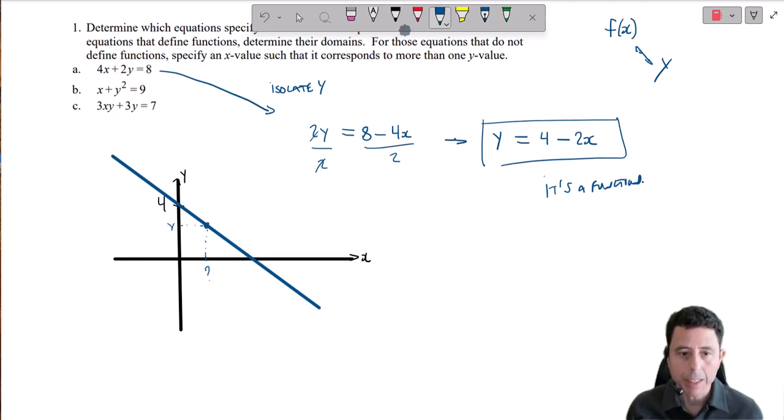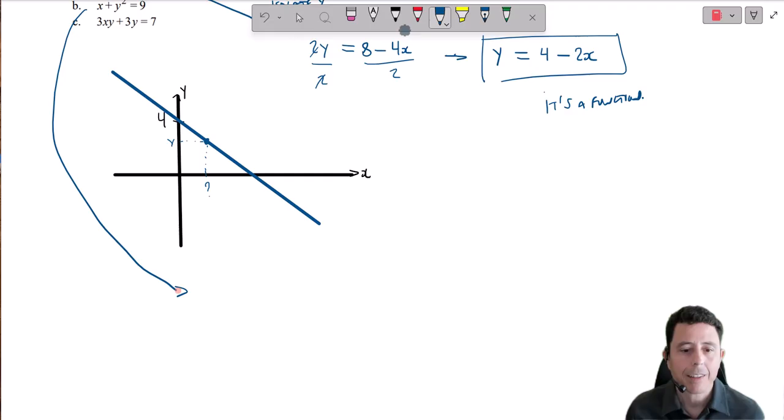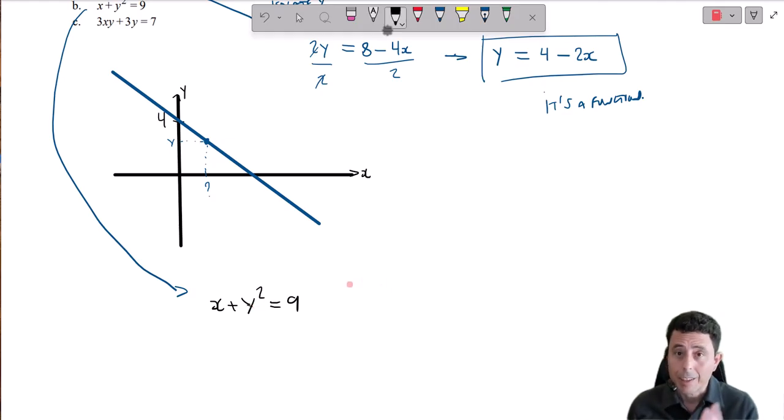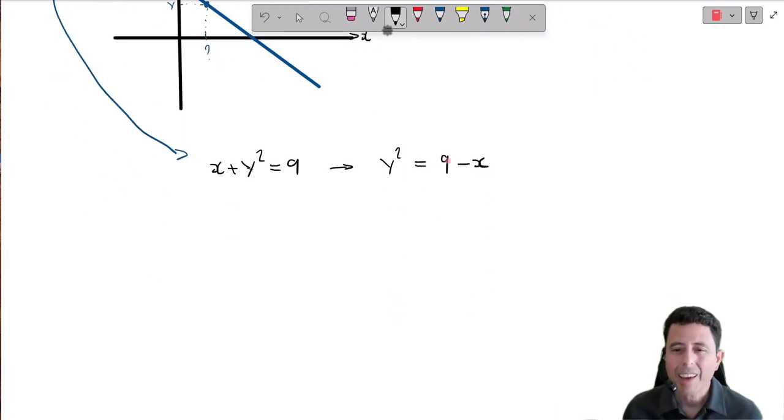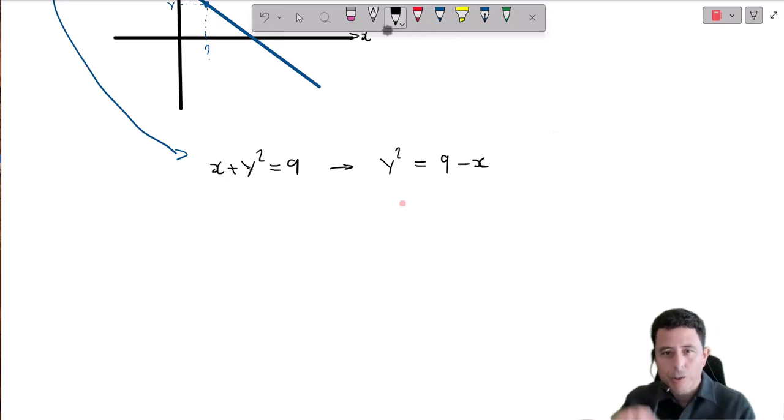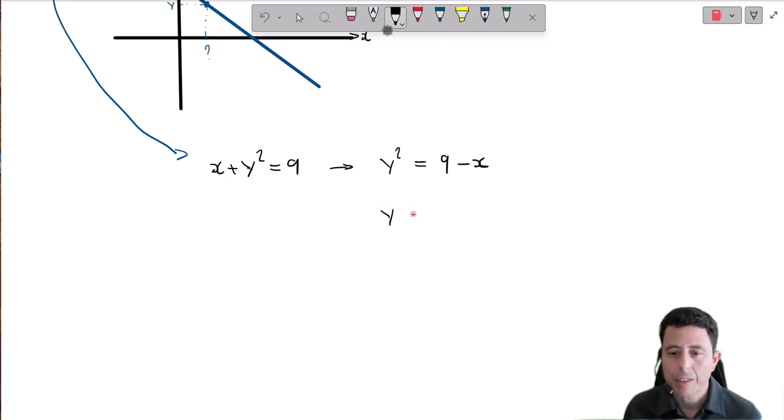Let's take a look at the other one. This one here, let me write down here. This is x plus y squared equals 9. Okay. Well, let's try to isolate the y. So here's y squared equals 9 minus x, right? Okay, subtract x. And when you have something squared equals an expression, you can take the square root. Okay, so you take the square root of both sides.